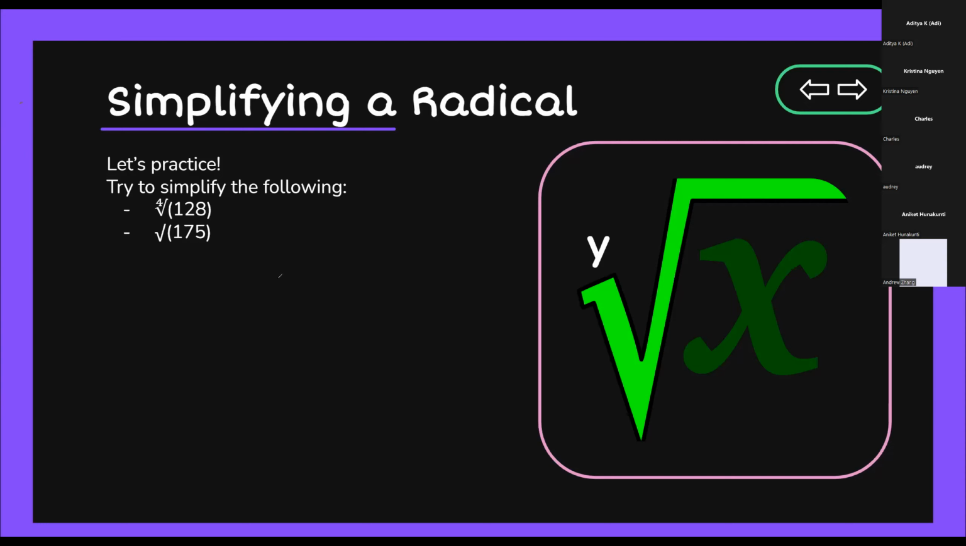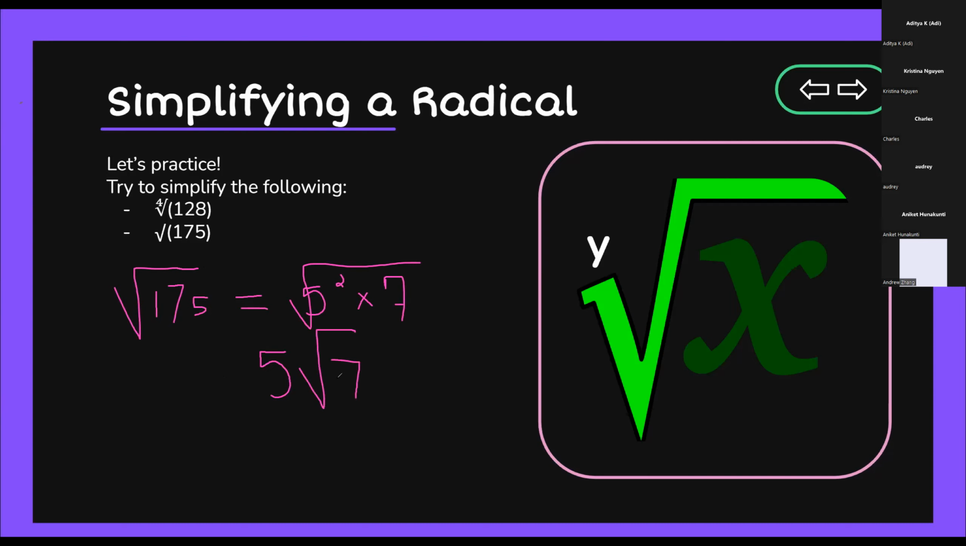Okay, yeah, it is 5 squared 7. So 175 is equal to 25, which is 5 squared, multiplied by 7, right? So that means that the square root of 175 is just the square root of 5 squared times 7, which is just the square root of 5 squared, which is 5, times the square root of 7, which is just 5 squared 7.